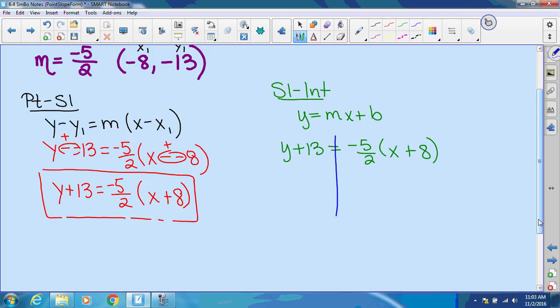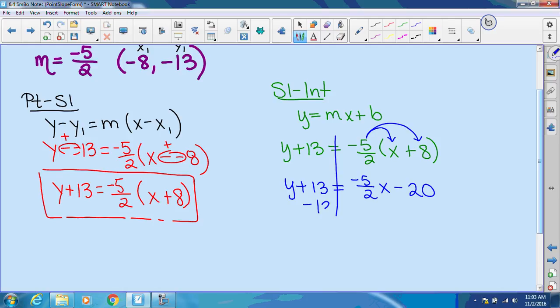Notice you do the same thing every time when you solve. You distribute first. So that's -5/2x. And then -5/2 times 8 would be -20. You would do that on your calculator again: -5/2, or -5 fraction button 2, times 8. And then equals y plus 13.